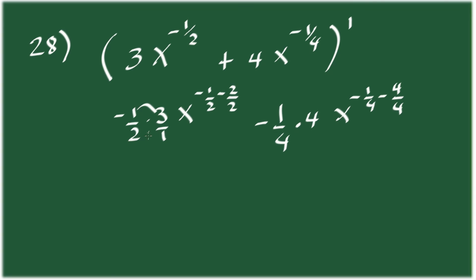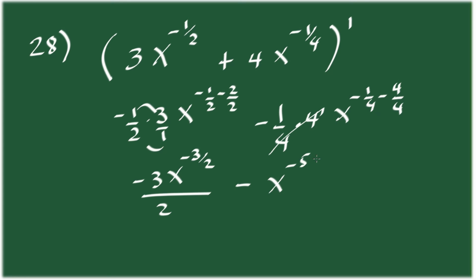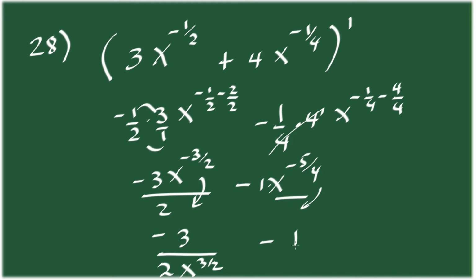This is negative 3/2. Now x to the negative 3/2, and then 4 times 1/4 is 1. So negative x to the negative 5/4 right here. You want to move this down here just to express it using positive exponent. It's negative 3 over 2x to the 3/2 minus, again, this is understood times 1. So minus 1 over x to the 5/4.